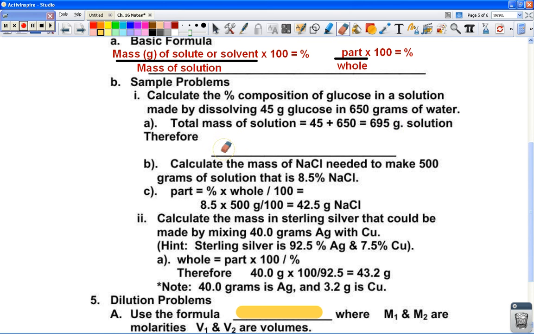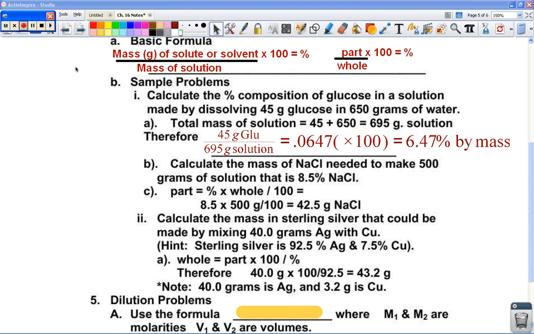Therefore, the percent of the glucose in the solution is 45 grams of glucose divided by 695 grams of solution. Okay, giving us 6.47% by mass.